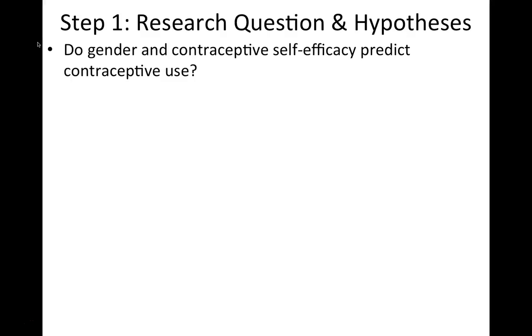So we're going to come back to this question. I said in that original question, does contraceptive self-efficacy predict contraceptive use? I'm going to show you a slightly more complicated example in which we have 2 predictor variables, gender and contraceptive self-efficacy. So we have a categorical variable and a continuous variable, both predicting a dichotomous outcome variable.